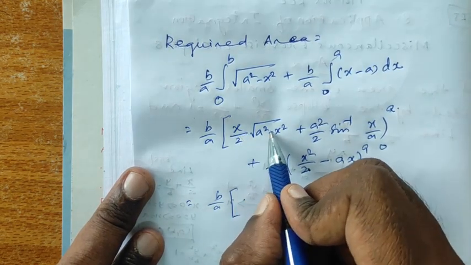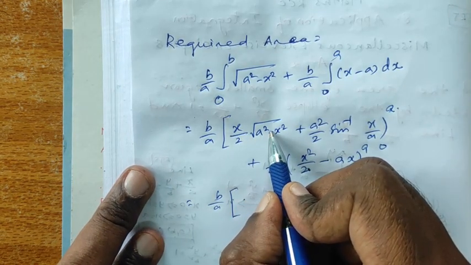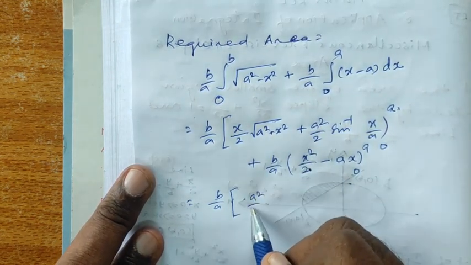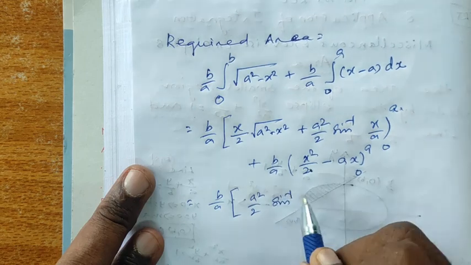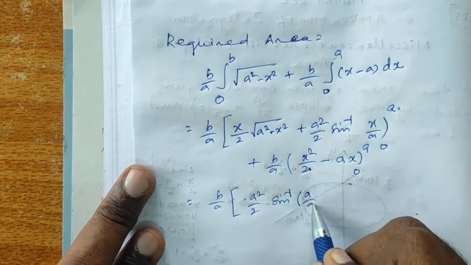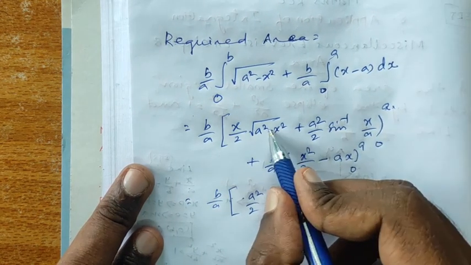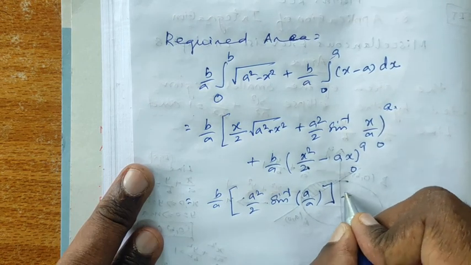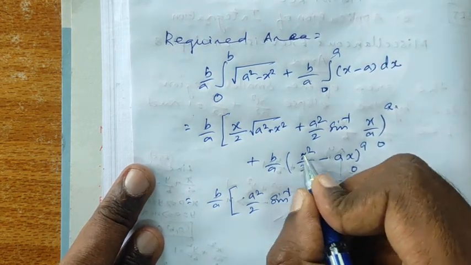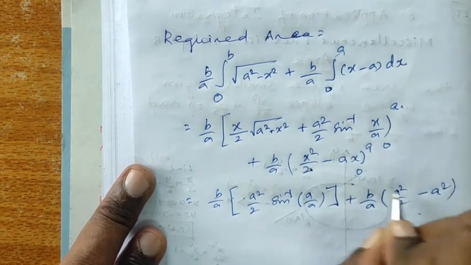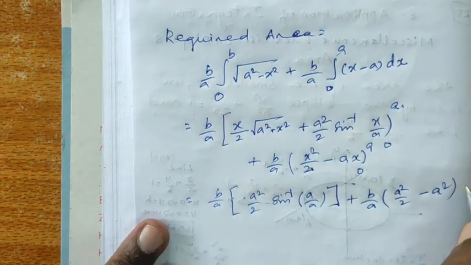a by 2 into root of a square minus a square cancel 0. Therefore a square by 2 into sine inverse of x by a, by a, minus lower limit 0. So next, plus b by a into upper limit a square by 2 minus a into a square, lower limit 0. So we can leave it.